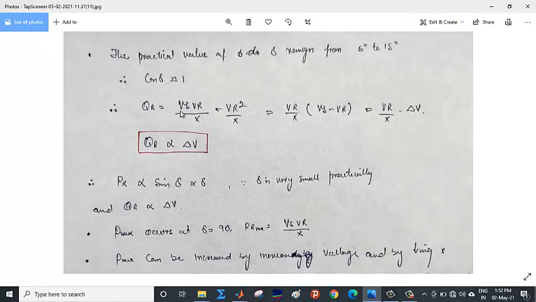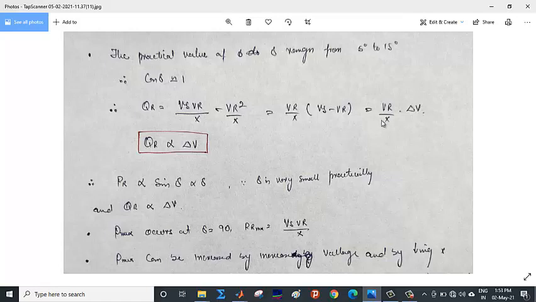That is Vs VR by x minus VR square by x. Taking this VR by x common, it will be equal to Vs minus VR. This is actually magnitude because we have taken a consideration of all the angle. This is not a phasor. So Vs minus VR will be the voltage difference from sending end to receiving end. That will be delta, it's denoted by delta V.